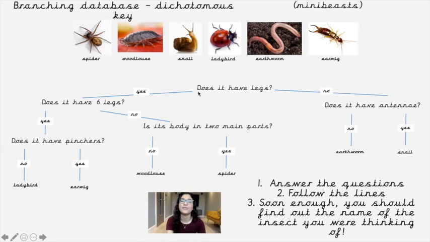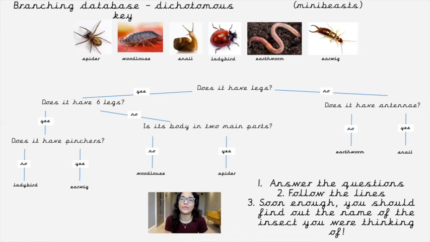Let's try again. If you're looking for an insect that does have legs, you follow the yes line. Does it have 6 legs? No, I'm not looking for an insect that has 6 legs. Is its body in 2 main parts? No, I want it to be in 1 part. So if you follow the no, then the answer is woodlouse. So a woodlouse is the insect that has legs, it doesn't have 6 legs, and its body is in 1 part. So that's how you use a classification key.